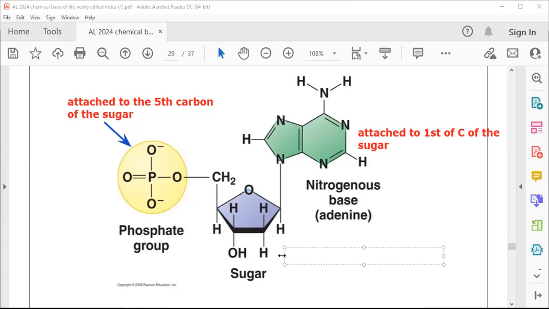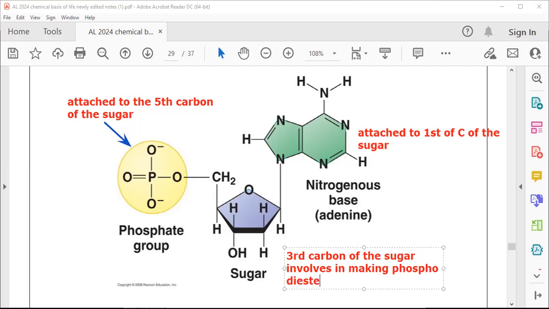Done, sir. Right. One more point you mark and keep. Third carbon of the sugar is involved in making which bond? Phosphodiester bond. Third carbon of the sugar is involved in making phosphodiester bond.